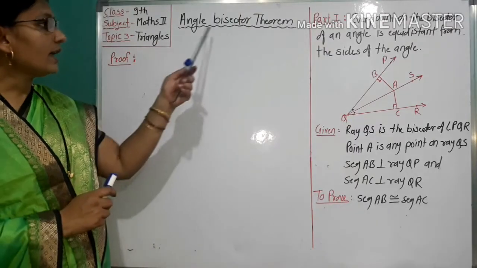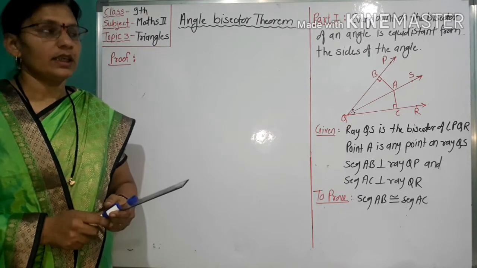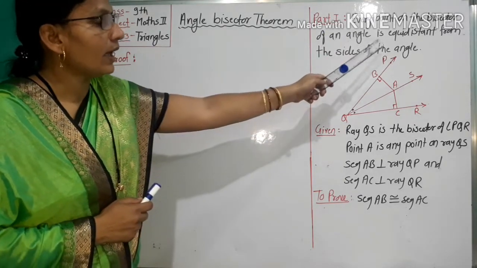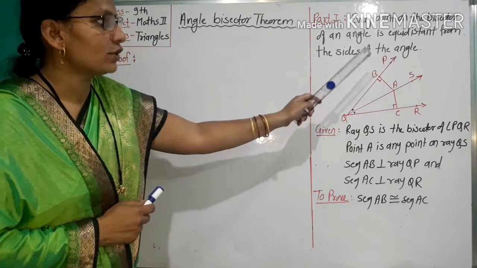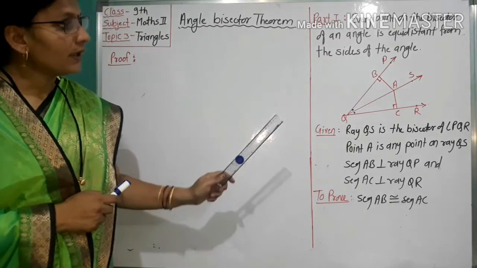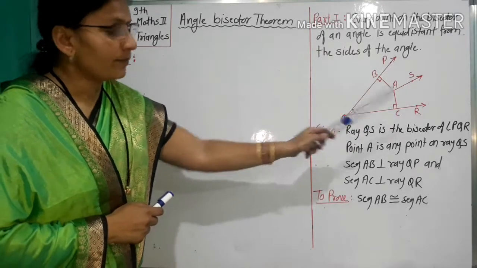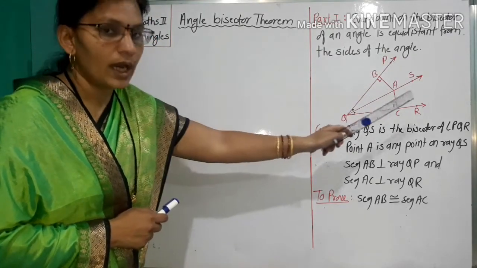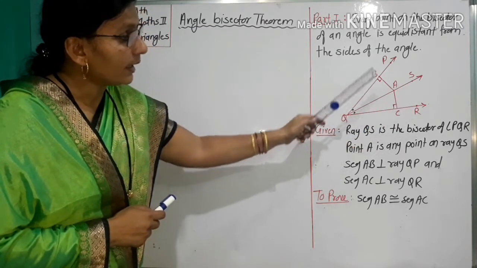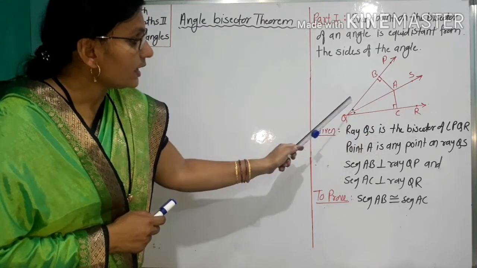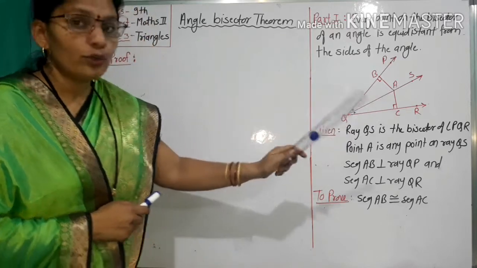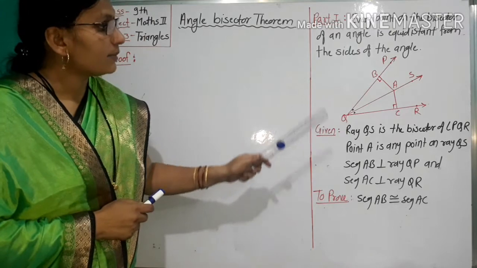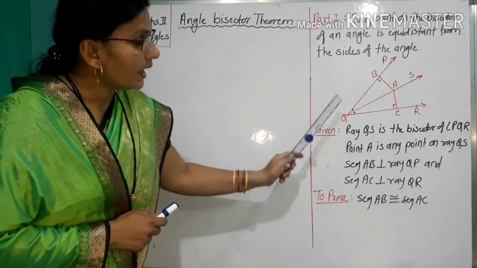Let us study the angle bisector theorem. There are also two parts. Part first: every point on the bisector of an angle is equidistant from the sides of the angle. Here I have drawn a figure, angle PQR. Ray QS is the bisector of angle PQR. Point A is taken on this ray QS, and we have to prove that point A is equidistant from the sides of the angle, that is, from ray QP and ray QR.